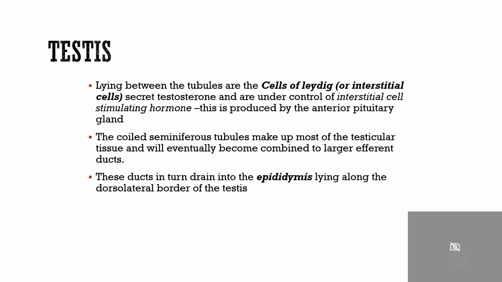The coiled seminiferous tubules make up most of the testicular tissue and will eventually become combined into larger efferent ducts. These ducts in turn drain into the epididymis lying along the dorsolateral border of the testes.